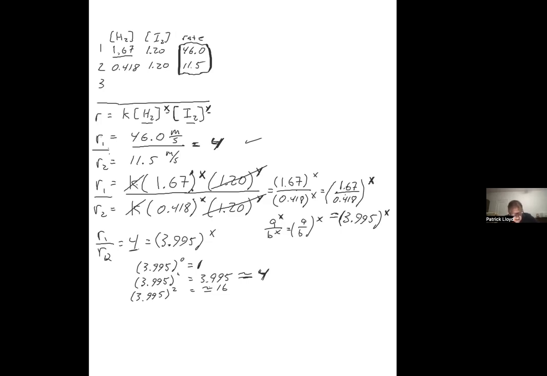Then you come back to the ratio of the rates and set that equal to that base raised to the exponent. And then you just try your 3 different possibilities, 0, 1, and 2. Okay, it's going to come out pretty simply that it's one of them. It's either going to be a 0 or a 1 or a 2. If it came out to, let's say, 3.995 to the x equals 1, then you say, oh yeah, x must be 0 then.